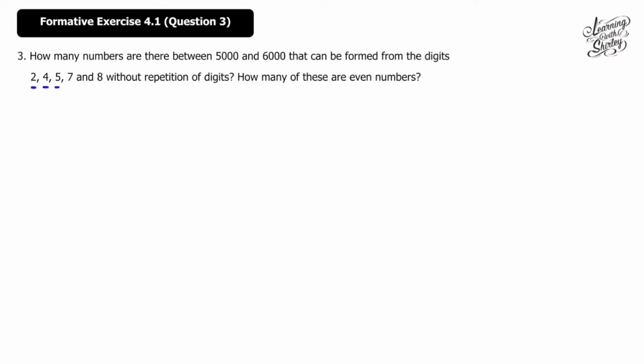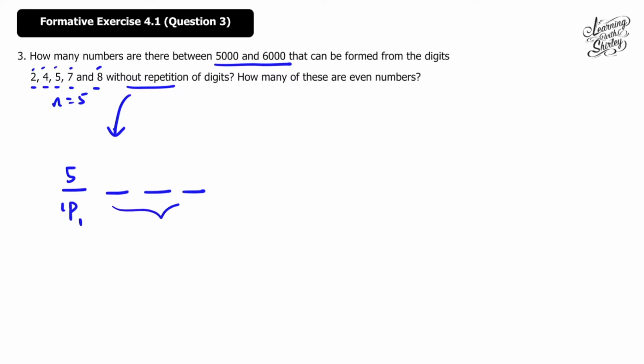So we have 2, 4, 5, 7, and 8 without repetition of digits. To solve this, I'm going to put 4 spaces here because between 5,000 and 6,000 means that we're going to put 5 in front as the first place, and this is 1P1 ways. And then here we have how many digits? 1, 2, 3, 4, 5. So we have 5 digits given. If 1 digit has already been taken for the first place, therefore only 4 digits are left for these 3 spaces. So 4P3. And then we multiply them together. So the number of ways will be 24 ways. That's the answer for the first question.